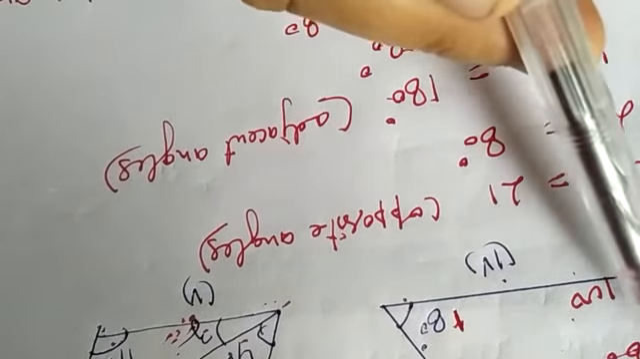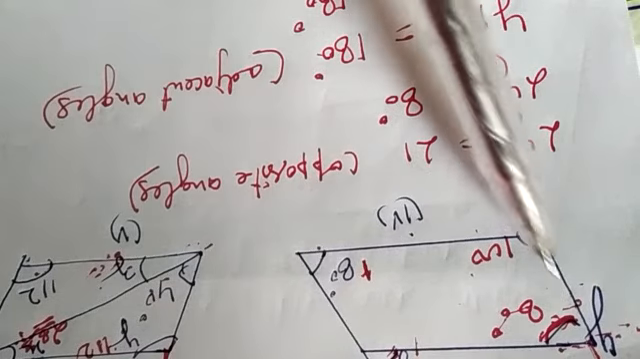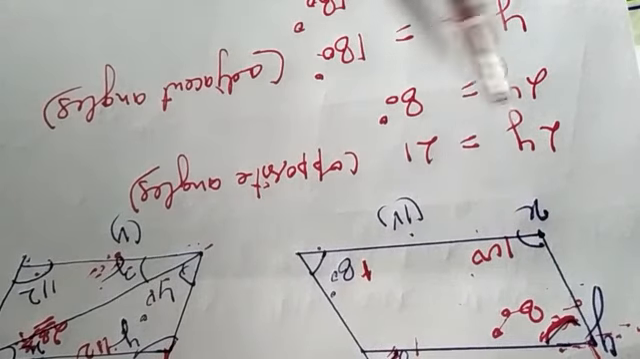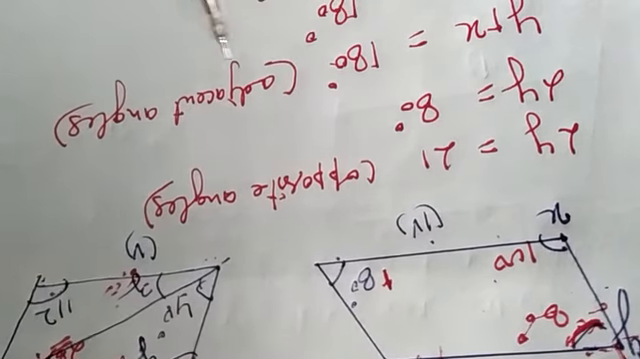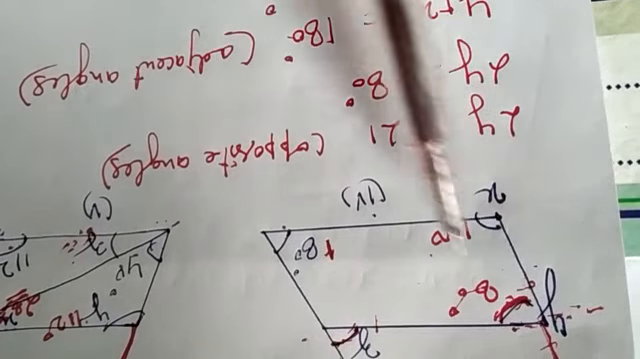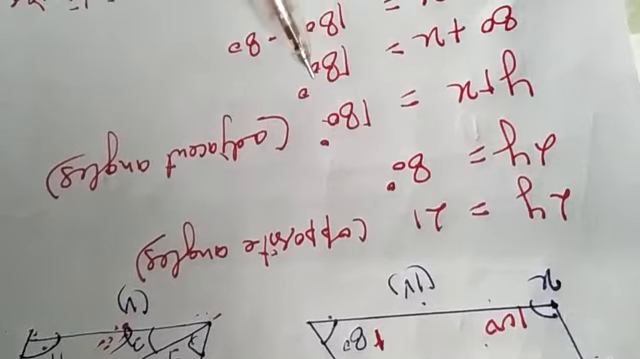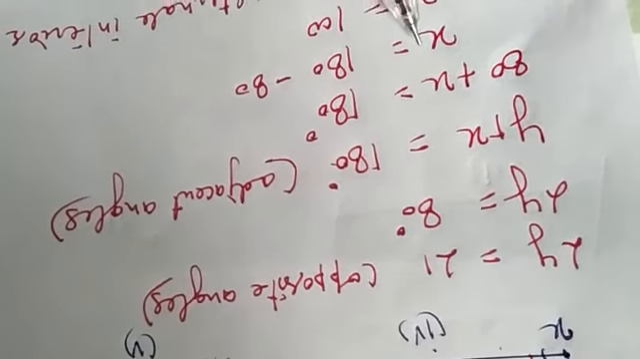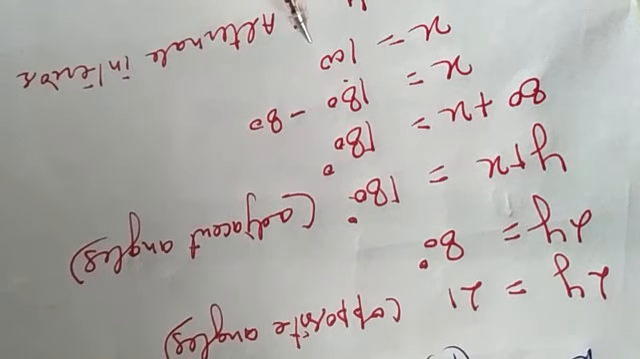And we know that this y and x are again adjacent angles of a parallelogram. So the sum of these will be again 180. So the value of y we know, that is 80, plus x is equal to 180. So angle x will be 180 minus 80. So x we are getting 100. Now we got this x as 100.